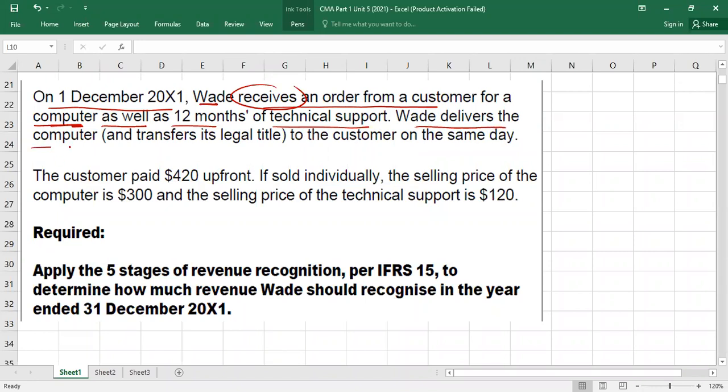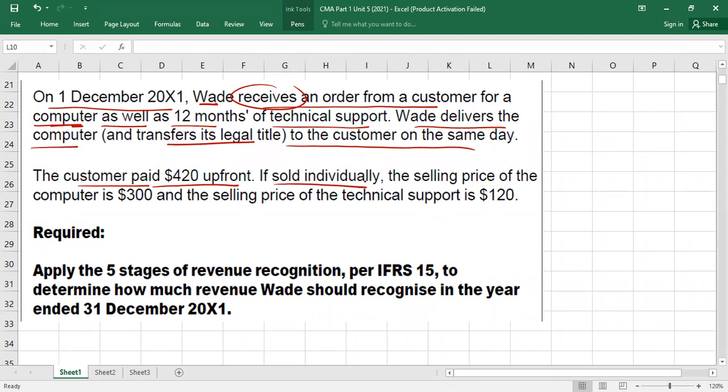Wade delivers the computer. What has been delivered? The computer has been delivered, right? It means one performance obligation is done, and the title is transferred to the customer on the same day, right? And next they're telling you the customer paid $420 upfront. I would say he made an advance payment of $420. If sold individually, what does it mean?